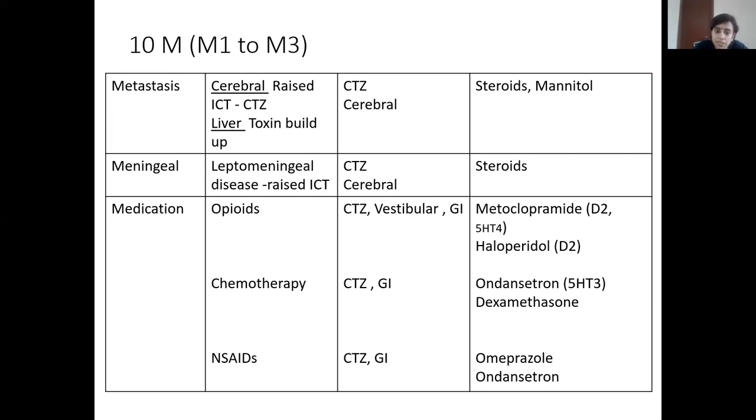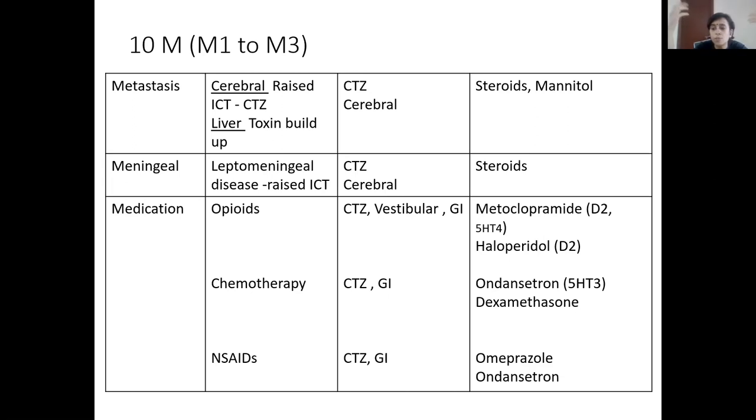Medications, the third M. What are the medications that can cause nausea and vomiting? Opioids. We very commonly use opioids, and we know that opioids can cause nausea and vomiting. Where does it act? In the CTZ, vestibular and GI tract. And what are the drugs used? So this way I have arranged it: what is the cause, where does it act, and what is the drug. Chemotherapy-induced vomiting, then you have to use a 5-HT3 blocker and steroid.